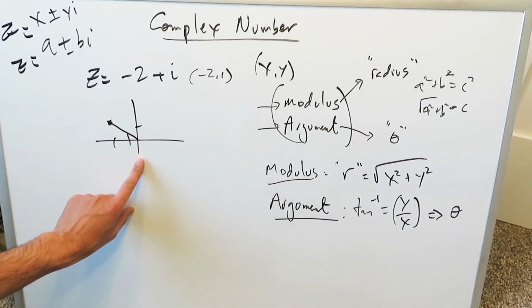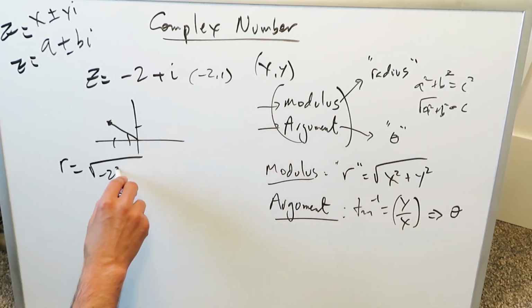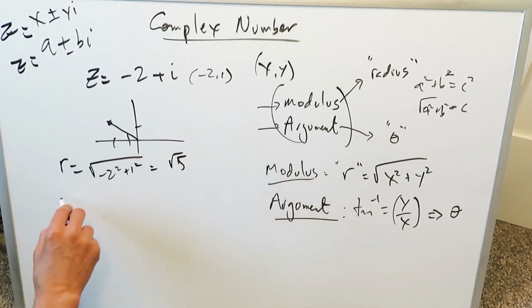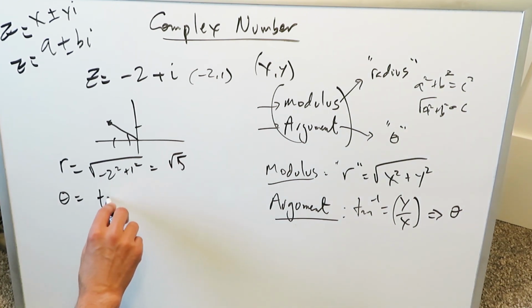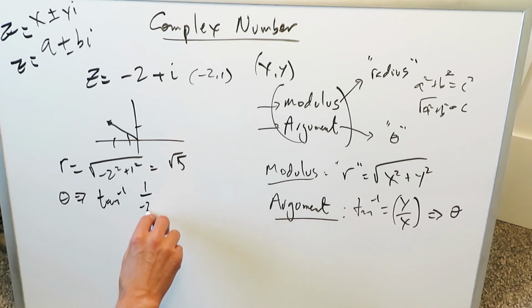I have to determine the modulus. You know, you're looking at the square root of the individual components squared: -2 squared plus 1 squared. What do I have? √5. Now I'm looking at the argument. The argument is easy. You're looking here at the inverse tan of the y component, which is 1, divided by the x component, which is -2.